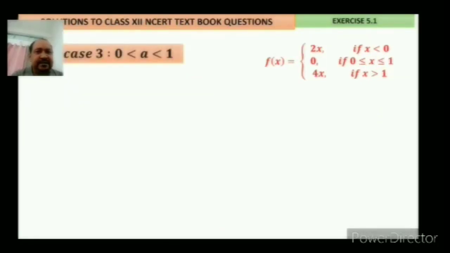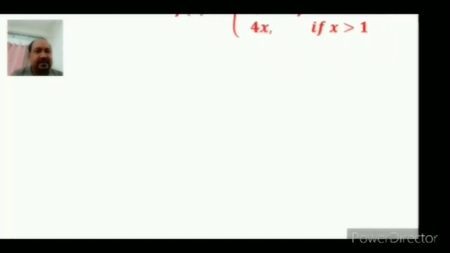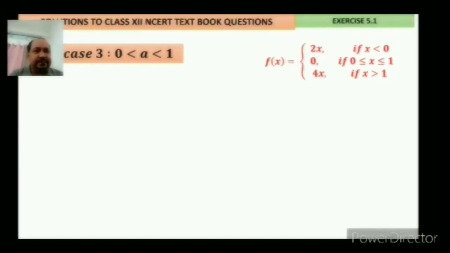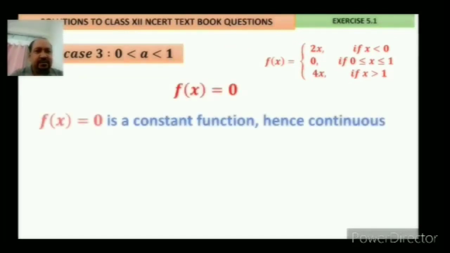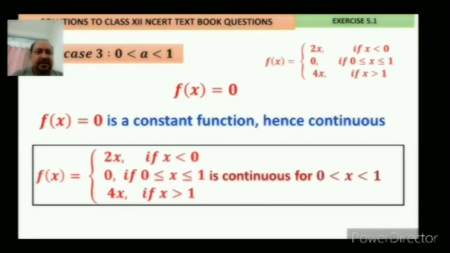For case 3, when a is greater than 0 but less than 1, f of x equal to 0. F of x equal to 0 is a constant function, hence it is continuous. So you can say that the function is continuous when x is greater than 0 but less than 1.